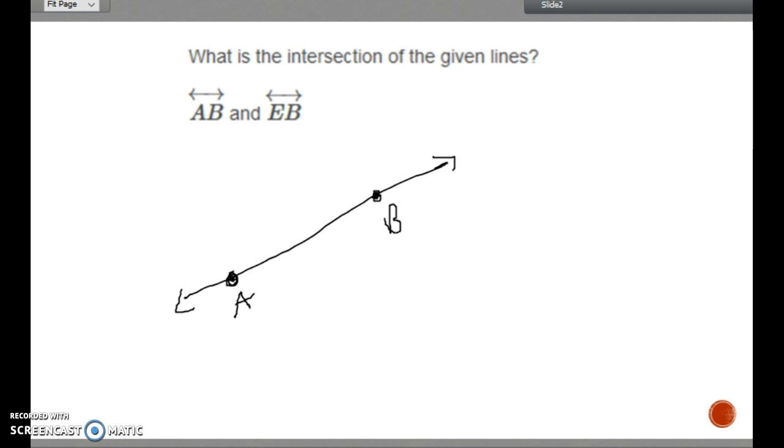I'm going to go ahead and draw that. You'll have E somewhere on the line, doesn't really matter where. And then I also have point B on the line. And I think for most of you, it's going to be pretty obvious that they intersect here at point B. Now, of course, you don't have to draw that out. You can just look up here and say, well, what do they both have in common? They both have a B, so that's where they're going to end up crossing, is at point B. So that's our answer.